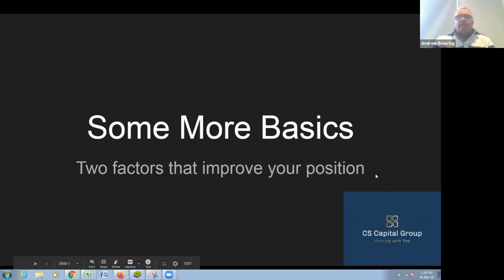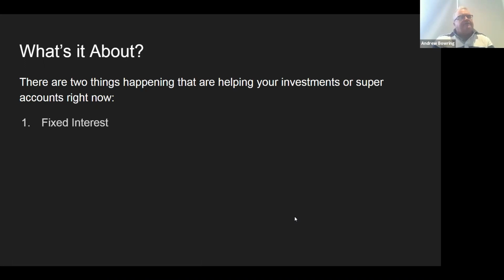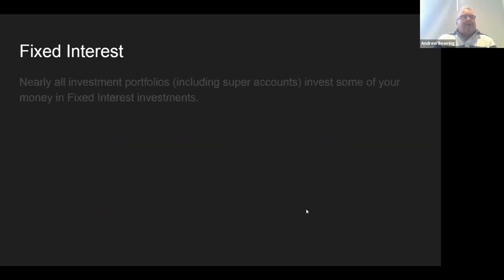to a better position. So what it's all about is there's just these couple of things that are actually working in favour of investment accounts. The first one of these is fixed interest, and the second is currency. I just want to explain these concepts for you so you can get a feel for how they are adding value and improving the end outcome on investments. So let's talk about fixed interest.